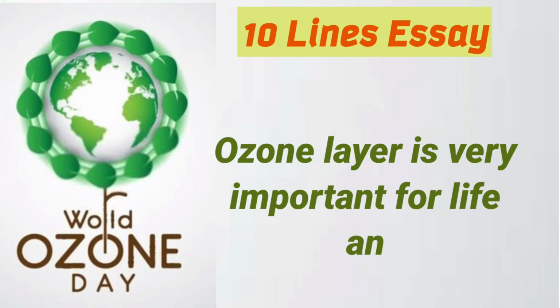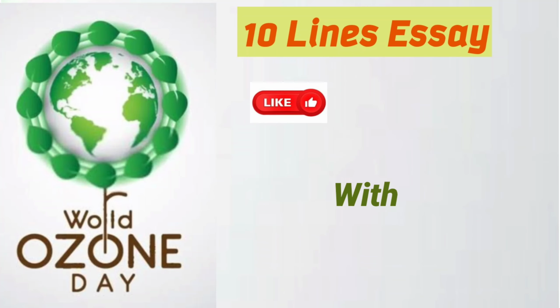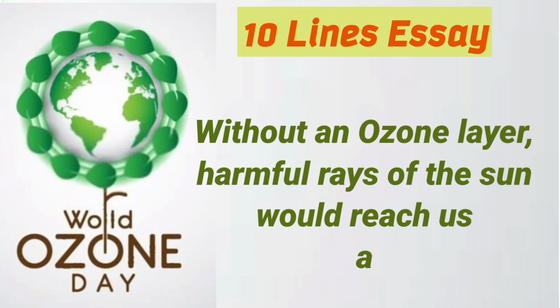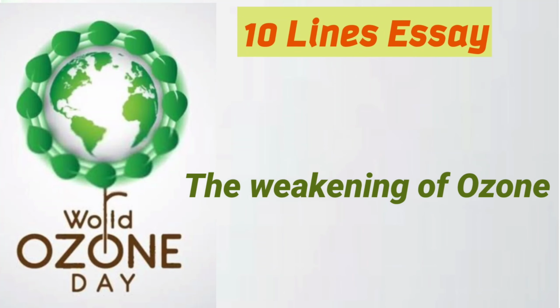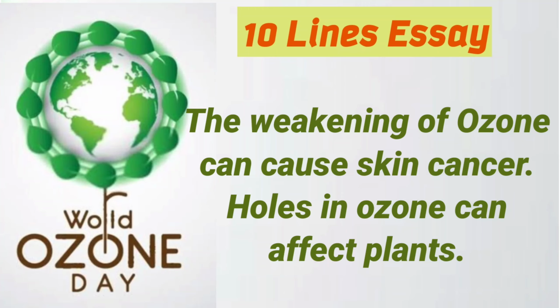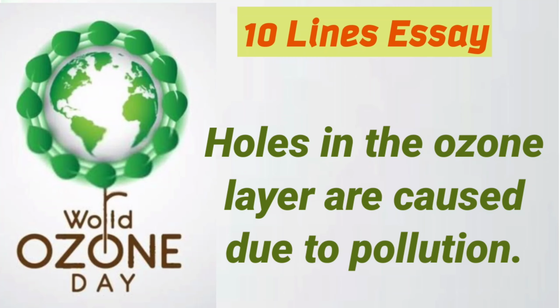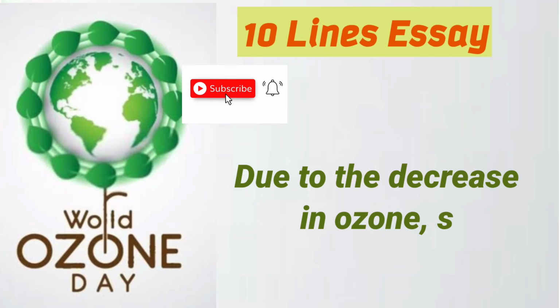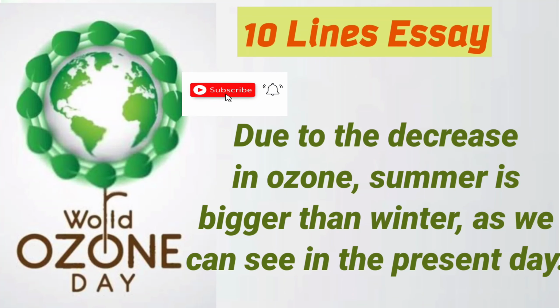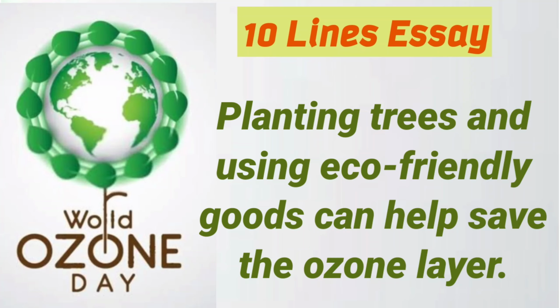Ozone layer is very important for life and natural balance on Earth. Without an ozone layer, harmful rays of the sun could reach us and harm us. The weakening of ozone can cause skin cancer, and holes in ozone can affect plants. Holes in the ozone layer are caused due to pollution. Due to decrease in ozone, summer is bigger than winter, as we can see in the present day. Planting trees and using eco-friendly goods can help save the ozone layer.